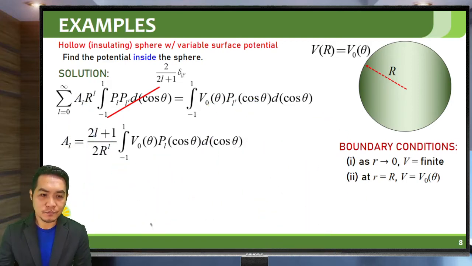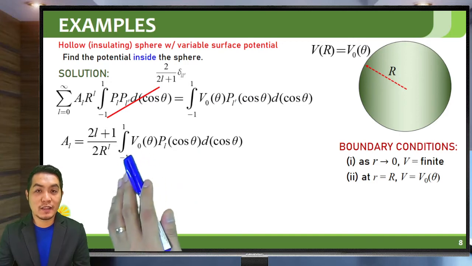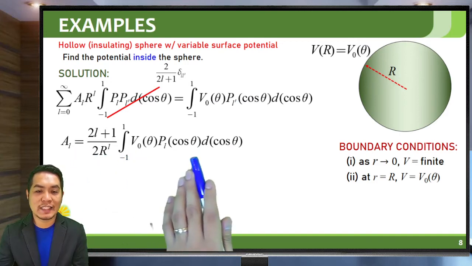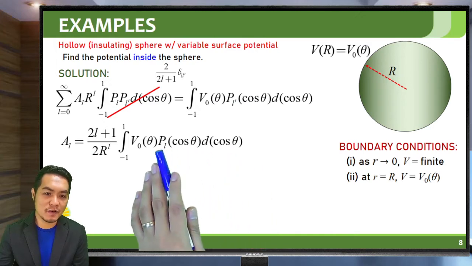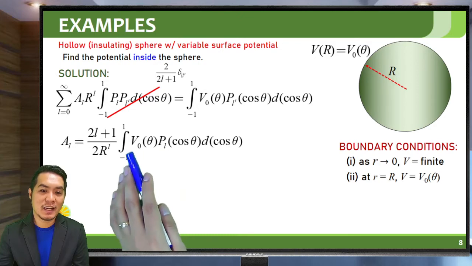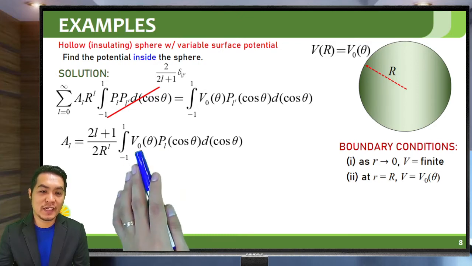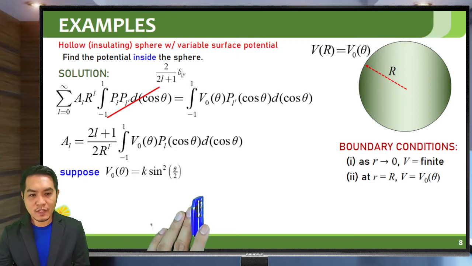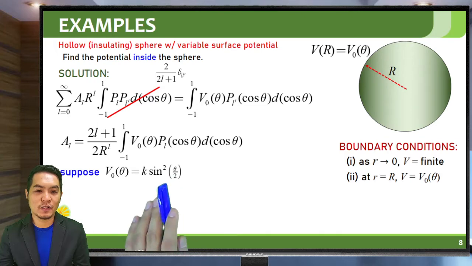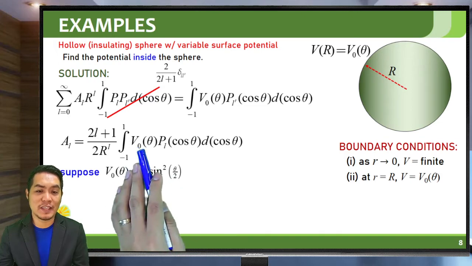integral here. Again, we cannot evaluate the value of A_L without evaluating this integral. And further, we cannot evaluate this integral if we are not given the exact value of V naught as a function of theta here. Now, suppose our V naught of theta here is k sine squared theta over 2. So we now have an exact value of V naught here.